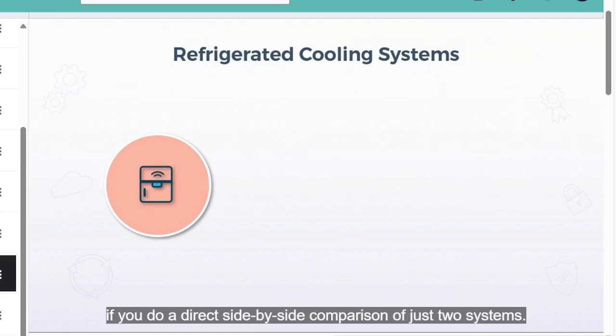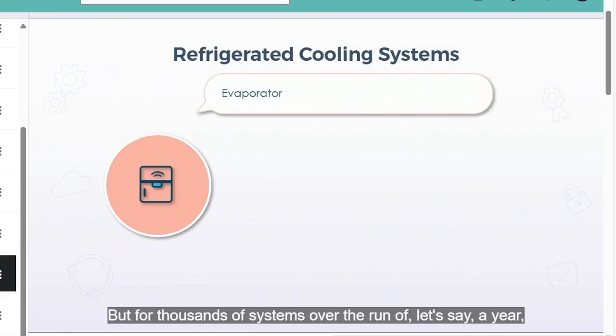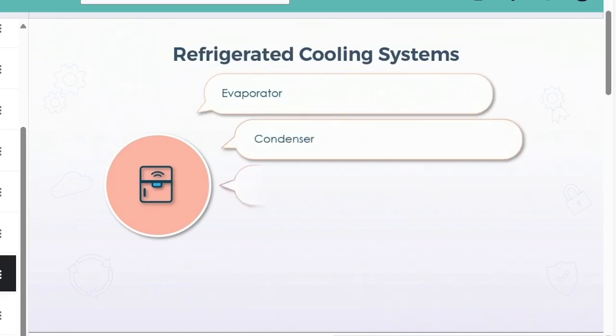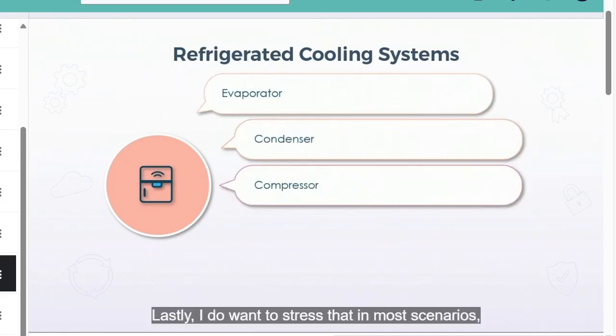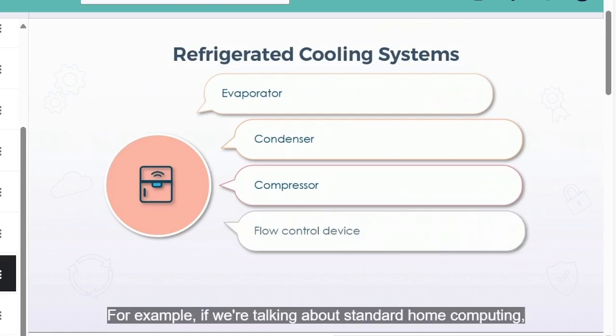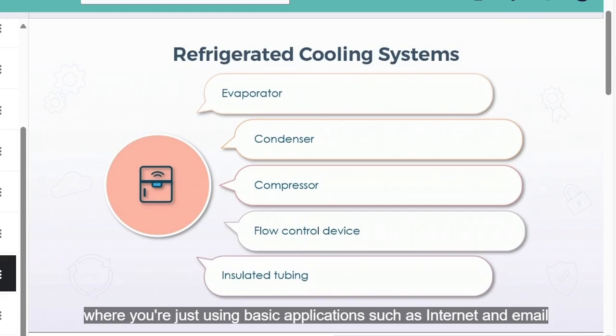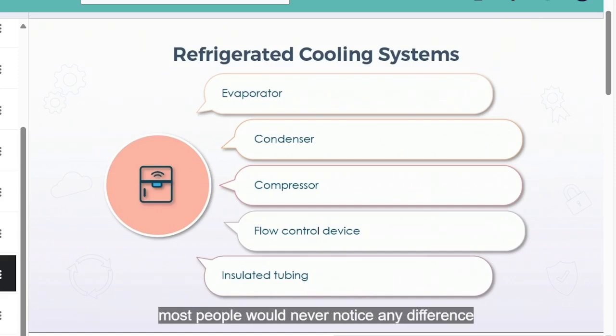So in terms of the components, you will likely see an evaporator to handle water vapor that may condense on the very cold components, a condenser and a compressor, like what you might hear on any refrigerator or air conditioner, which receives high-pressure gas from the condenser and compresses it into a liquid, some kind of flow control device to manage the rate of cooling, and insulated tubing so the fluid will stay as cold as possible for as long as possible.